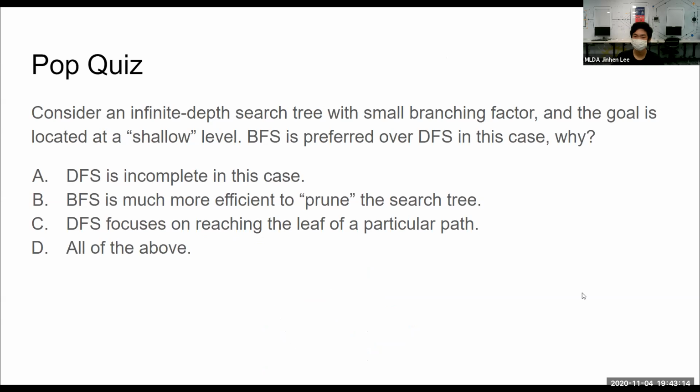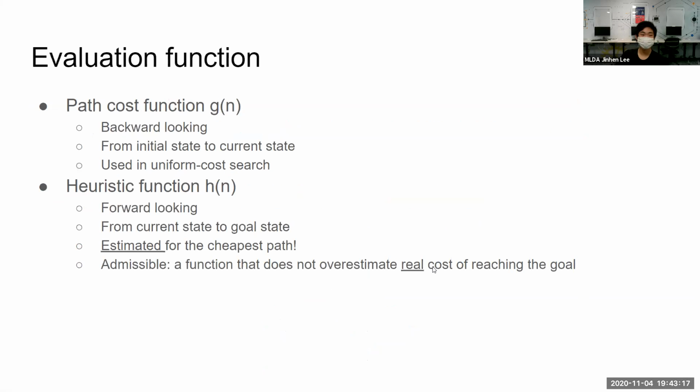Okay. We'll move on then to informed search. So we need to define an evaluation function, which is what makes the informed search different from the uninformed search. The first one, which we use in the uniform cost search when the edge costs are different, is also defined as the path cost function. So this is backward looking in the sense that it defines the cost from the initial state until your current state. And what makes the informed search different is what is beyond the current state.